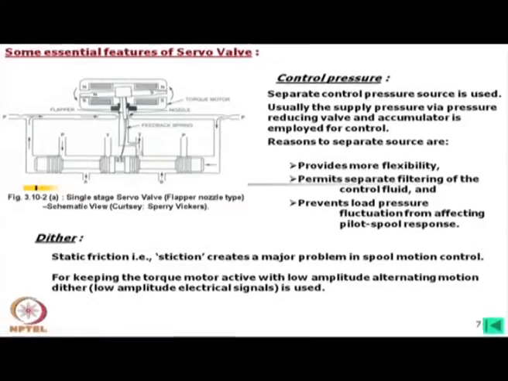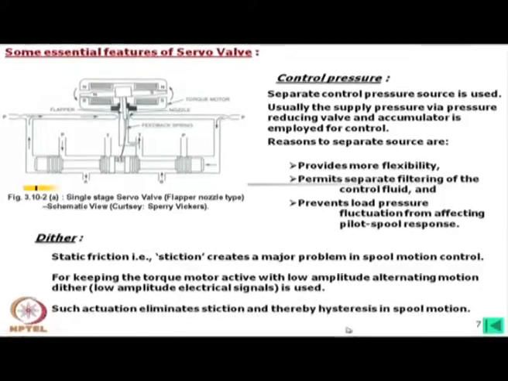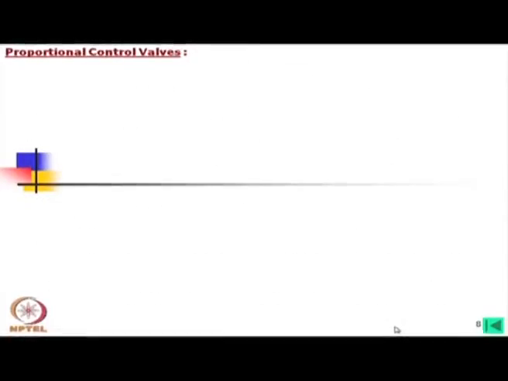So, a dither along with this electrical system in the torque motor is essential for a servo valve. Such actuation eliminates friction and thereby hysteresis in spool motion. Okay. We can say this may not totally eliminate it, but it definitely reduces it. Now, we will come to a newer topic, which is called the proportional control valve.